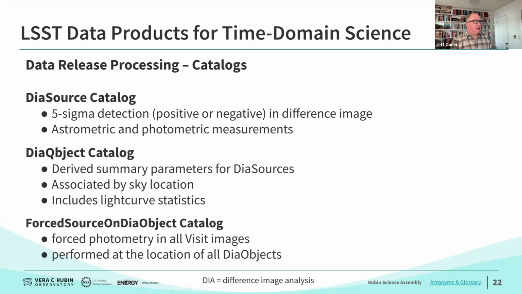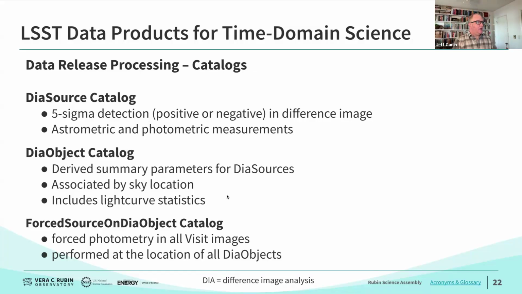And then there's the DIA object catalog, which you can think of as the superset of all of the objects that have been detected on difference images to date. So it's constantly growing. And so you'll have summary parameters from all of the source measurements of a given object, all associated with each other, including statistics of light curves. You'll see a demonstration of that in just a minute.